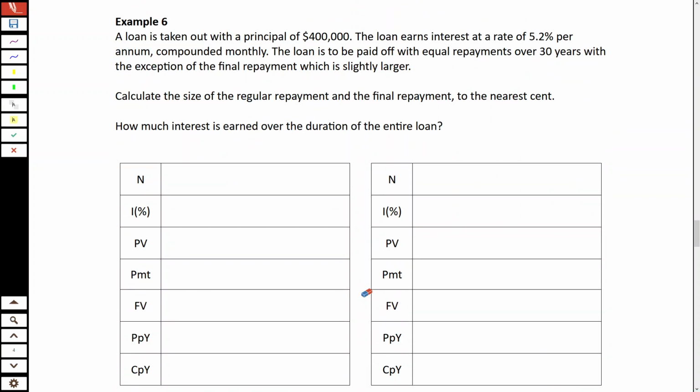Okay, this one's a bit harder. Tom, Harry, you're being a bit silly. You need to settle down. Okay?